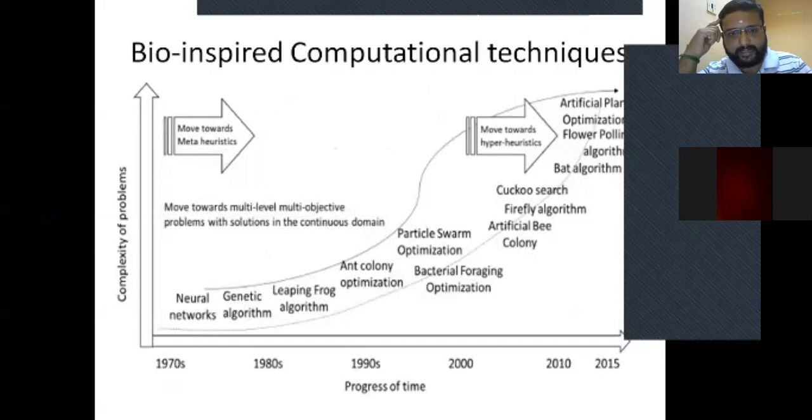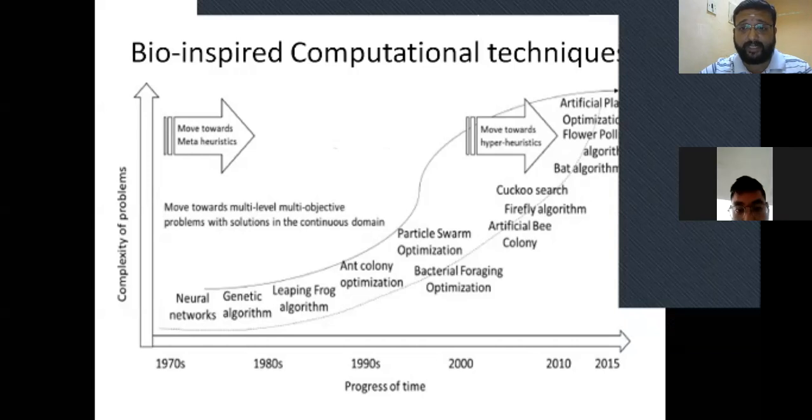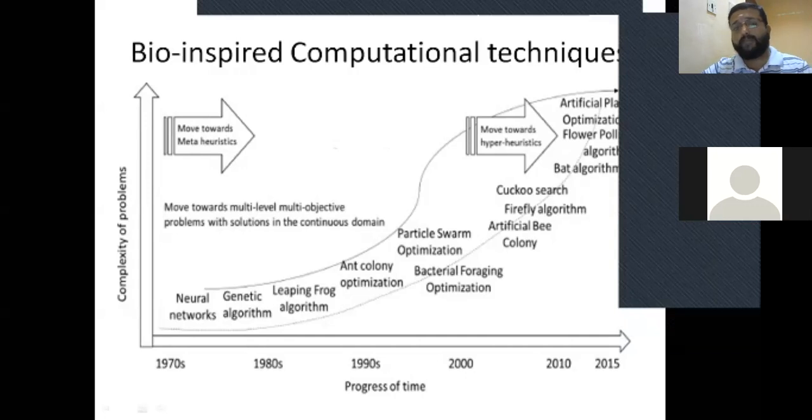So throughout the 1970s and up to 2015, you can see various algorithms listed there: the artificial plant optimization, flower pollination algorithm, bat algorithm, cuckoo search algorithm, firefly algorithm, artificial bee colony algorithm. So many algorithms are there. Basically, they are moving from meta-heuristic problems towards hyper-heuristic problems. The objective is to move towards multi-level, multi-objective problems with solutions in a continuous domain. That is the issue here.